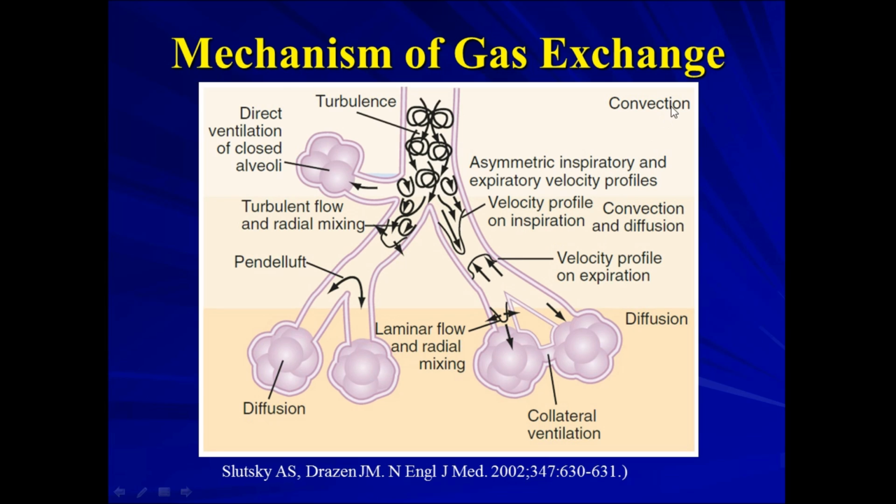So here we can see there are many mechanisms for gas exchange. You see this part is the convection, which is difference in pressure. The other part is the diffusion. So: asymmetrical inspiratory and expiratory velocity profile, collateral ventilation, laminar flow and radial mixing, Pendelluft effect, turbulent flow and radial mixing, direct ventilation of closed alveoli. This part is convection, this part is diffusion, and this part is convection and diffusion.